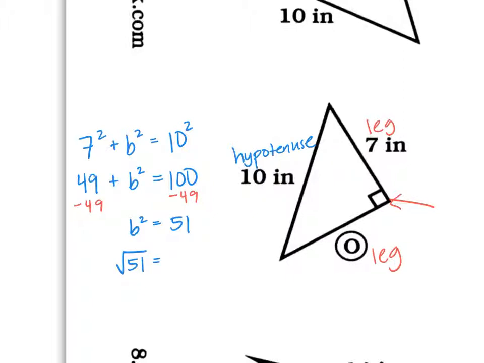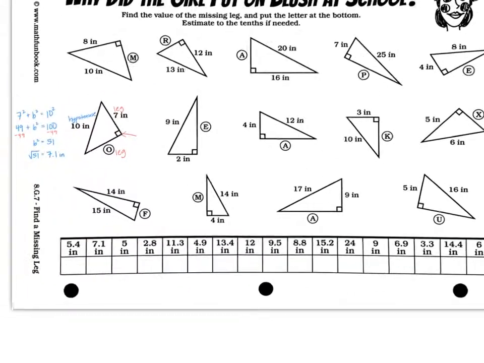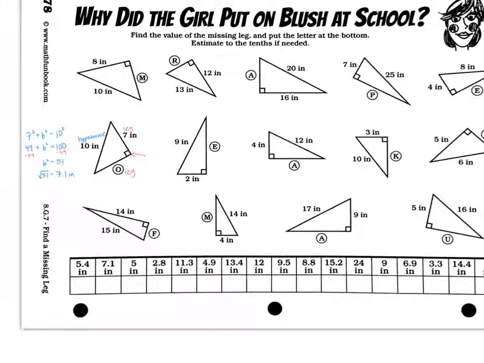And I do need to round this to the nearest tenth, as the directions say up at the top. So that's about 7.1. I forgot the units on the other side as well, but it should be inches. 7.1 inches. You want to make sure it shows up here down here at the bottom. All right, this is a great way to check your answer. It should be at the bottom somewhere, and if it's not, you made a mistake. So the letter O goes in that second box where we see 7.1 inches.